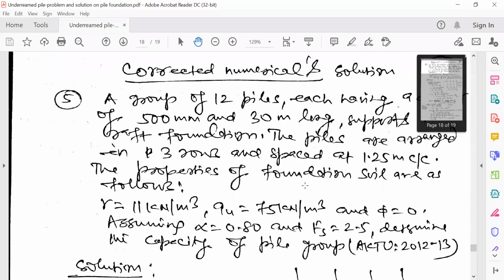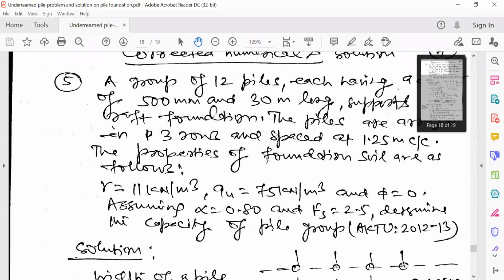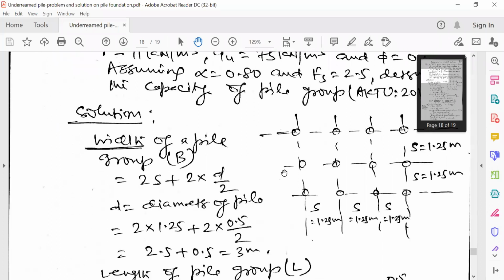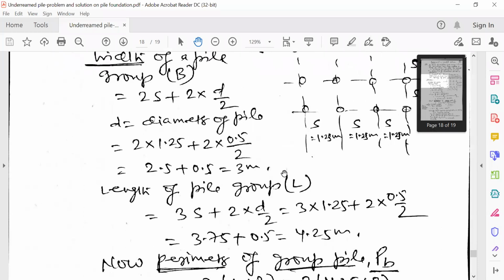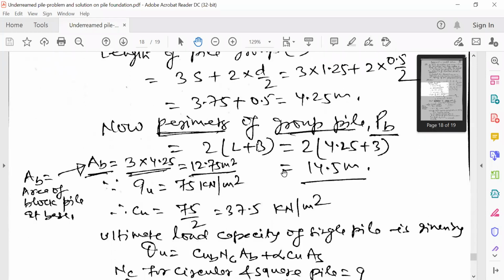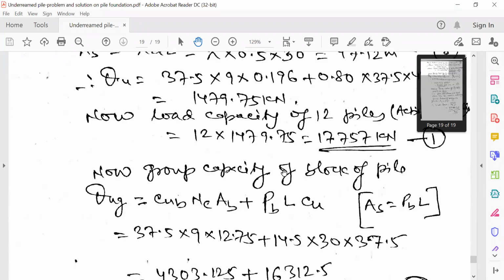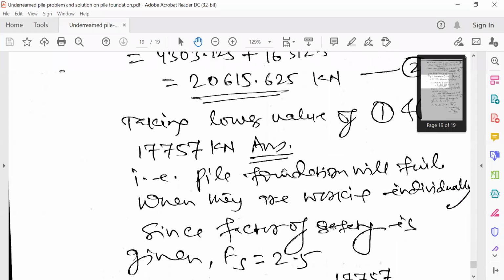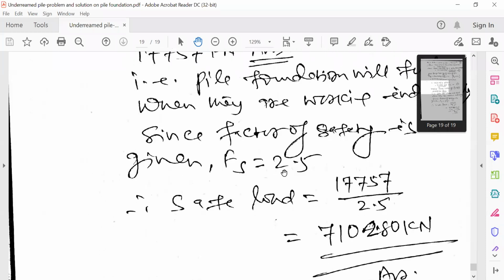Similarly, you can see this numerical is also there. But here the type of soil is given there. That means it is clay soil, because Q value is also given there. So हम लोग जो फर्स्ट न्यूमेरिकल बताया था उस तरह से ही ये भी सॉल्व होगा, ये भी एग्जाम में आया हुआ है. So I think I will also upload this solution, and if you have any doubt in the last you can also ask.